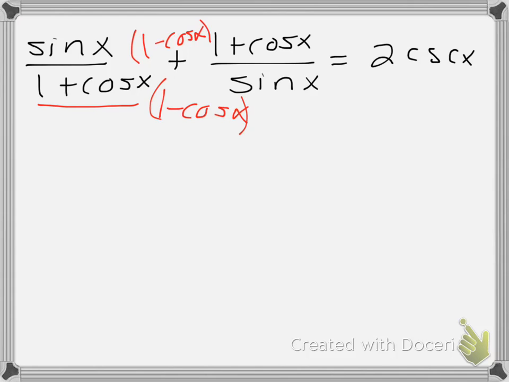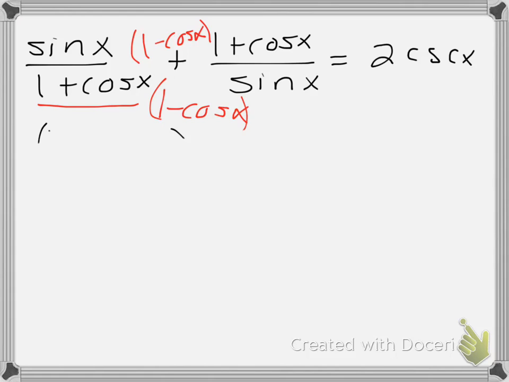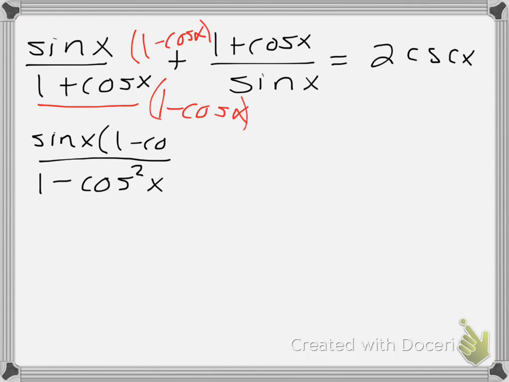So if you remember from algebra, 1 plus cosine of x times 1 minus cosine of x is the same property as saying x plus y times x minus y to give me x squared minus y squared. So in the same way, 1 plus cosine of x times 1 minus cosine of x would yield me 1 minus cosine squared of x. And I still have sine of x times 1 minus cosine of x in my numerator.